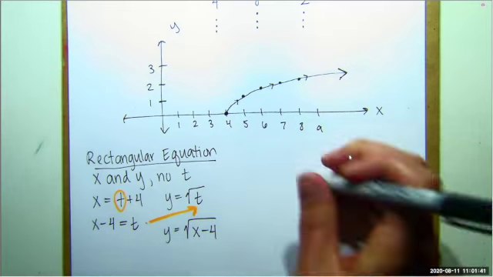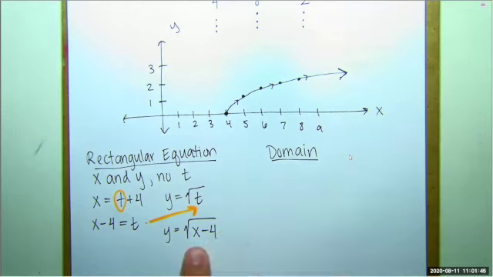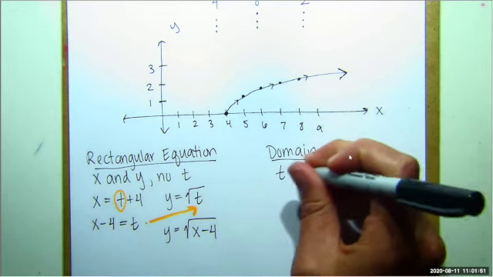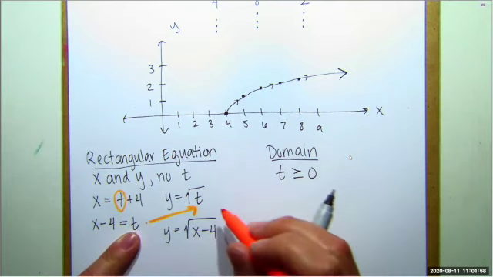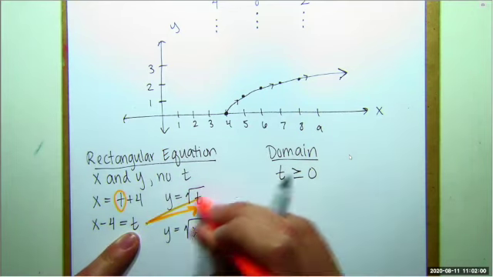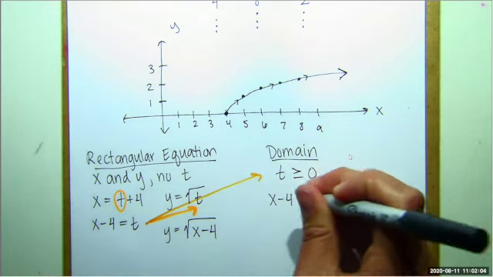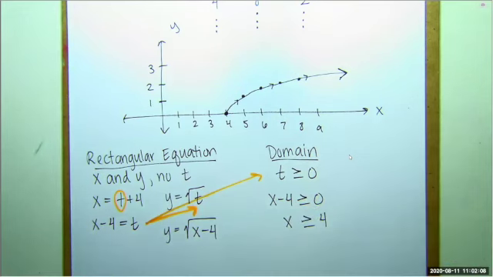The next thing we want to do is find the domain of the rectangular equation. So our rectangular equation, the input here is x. So what we do is we take the domain of the parametric equations, which the problem gave us was that t had to be greater than or equal to 0. And we had that t was equal to x minus 4, so I'm going to plug this in right there for t. So x has to be greater than or equal to 4.